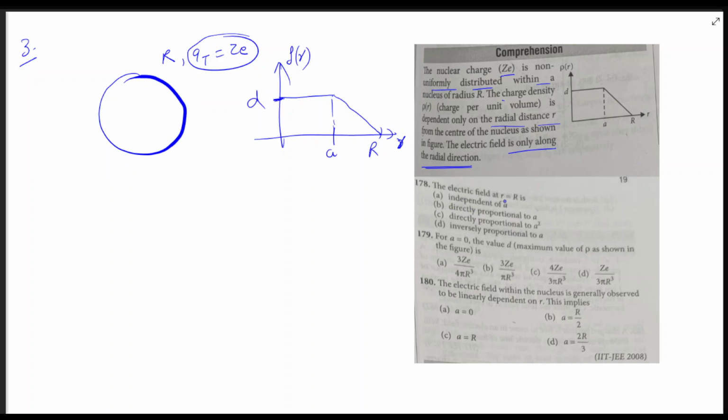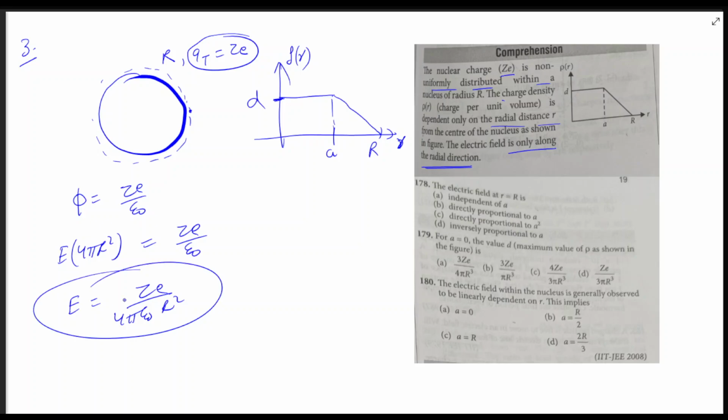Now the electric field at r equal to R, so at r equal to R, what will it be? If I make this Gaussian surface, we will have flux equal to total charge ZE upon epsilon naught. Flux will be E 4 pi r square, equal to ZE by epsilon naught. So we'll get electric field as ZE upon 4 pi epsilon naught r square, right? It will be like a sphere. So, is it independent of A? Yes, definitely it will be independent of A.